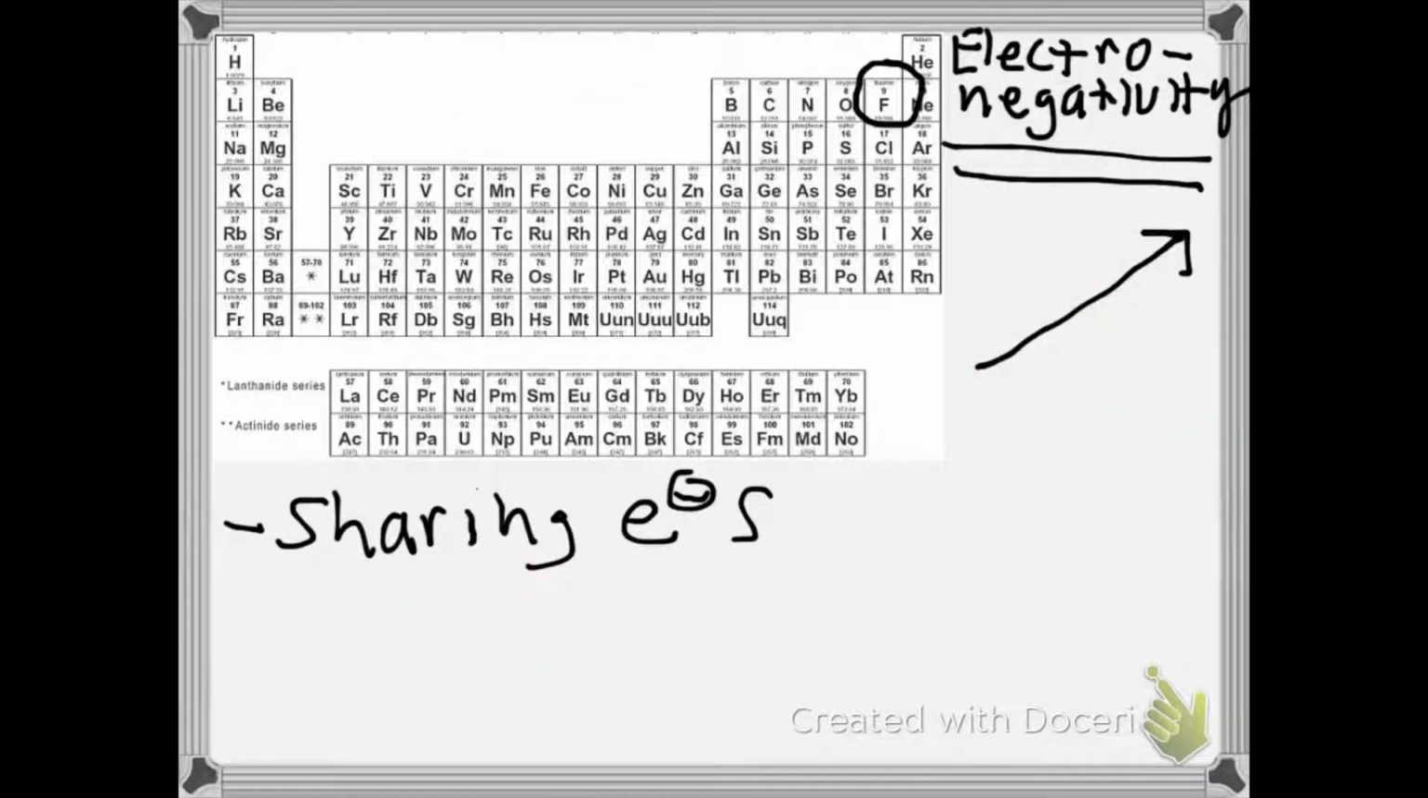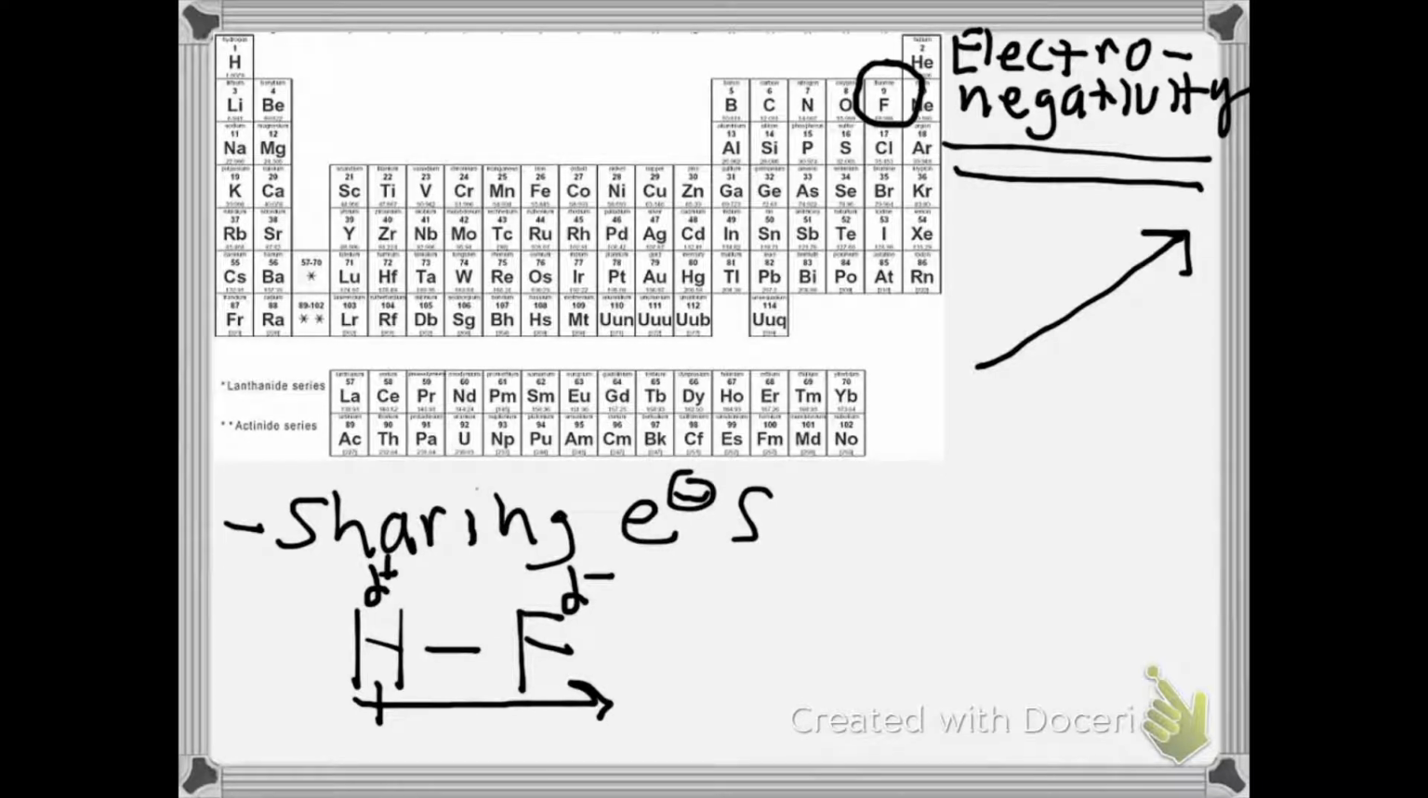With sharing electrons, such as in covalent bonds, the larger the difference in electronegativity between the atoms, the more polar the bond is. An example of this would be having a hydrogen covalently bonded to fluorine. As you can see here, the fluorine is very electronegative and the hydrogen is not. Therefore, we're going to get a dipole moment and a polar bond.